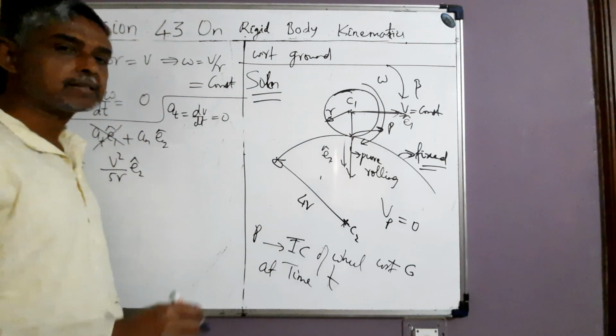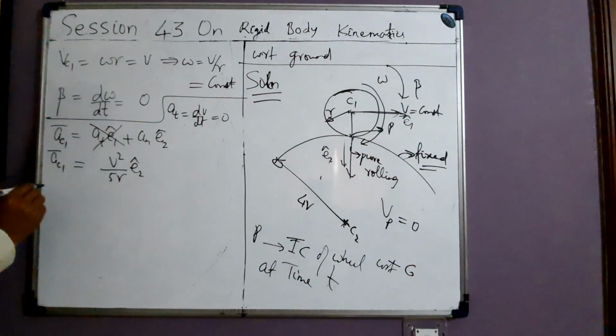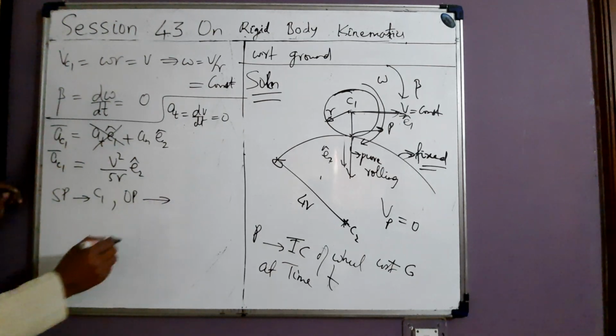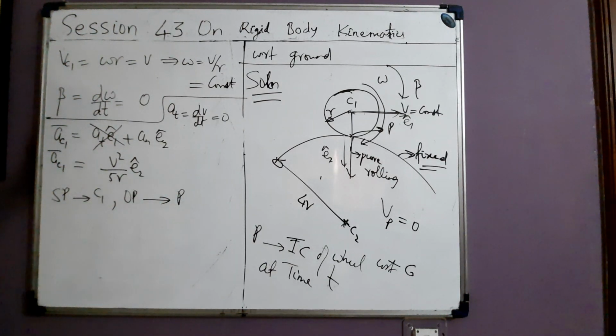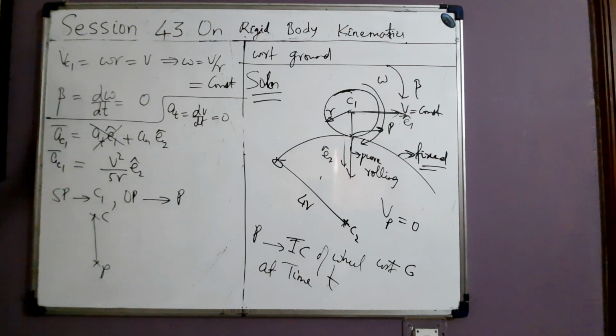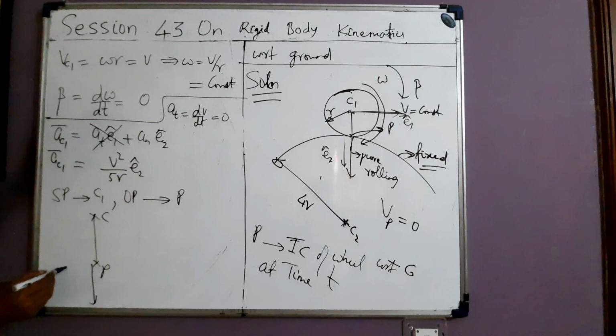Now I apply the SRC procedure for acceleration to the wheel between the points C1 and P in the ground frame. So the selected point becomes C1, and the other point becomes P, that is the IC. Now I draw the line joining C1 and IC, that is C1 and P. I give the acceleration of C to point P. Acceleration of C is v square by 5r in the downward direction. So I give this acceleration v square by 5r to P in the downward direction.